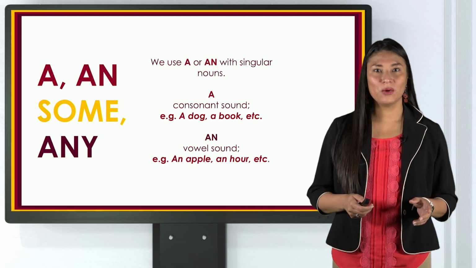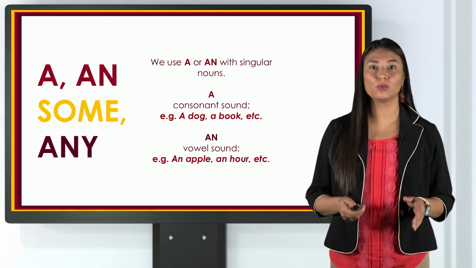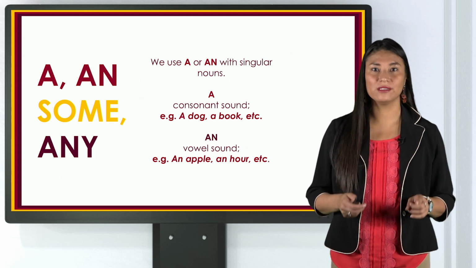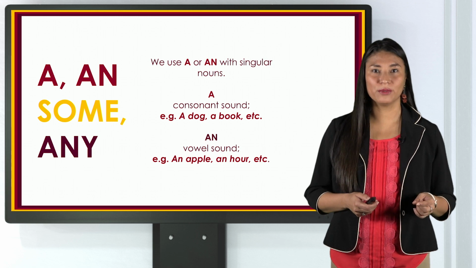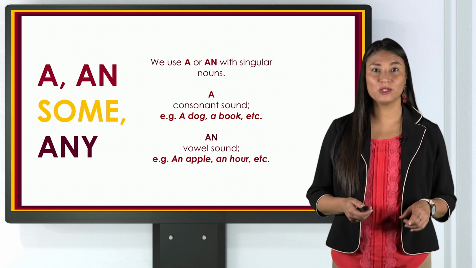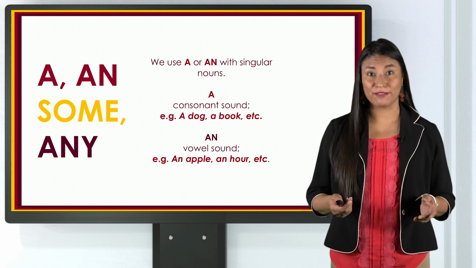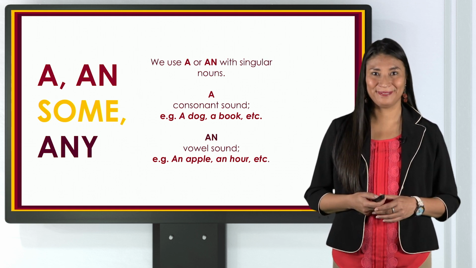We use a or an with singular nouns. A is used when a noun starts with a consonant sound. Example: a dog, a book, etc. An is used when a noun starts with a vowel sound, for example, an apple, an hour, etc.